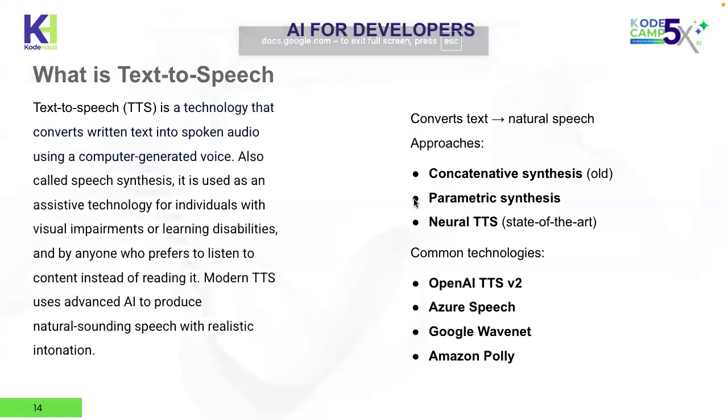So we've talked about speech to text. So now we'll talk about text to speech. Text to speech is the reverse of speech to text. So basically, it's technology that converts the written text into spoken audio using a computer generated voice. Right? It's also called speech synthesis and is used as an assistive technology for individuals with visual impairments or learning disabilities, or people who basically have speech disabilities or speech impairments.